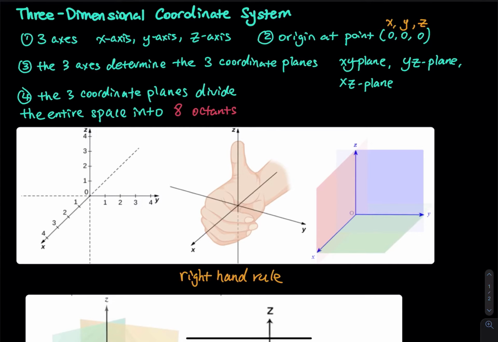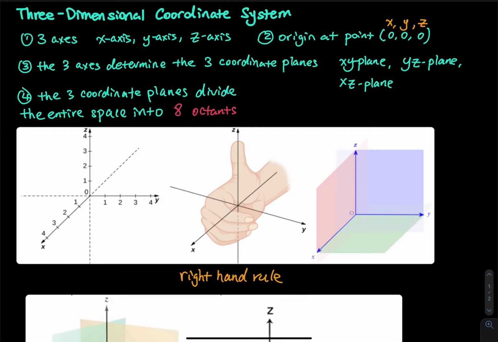Number 3, the three axes determine the three coordinate planes. So we have an xy plane, a yz plane, and an xz plane. I'm going to use a picture to support that. And then the last characteristic is that the three coordinate planes divide the entire space into 8 octants. I will also give you a picture for that.